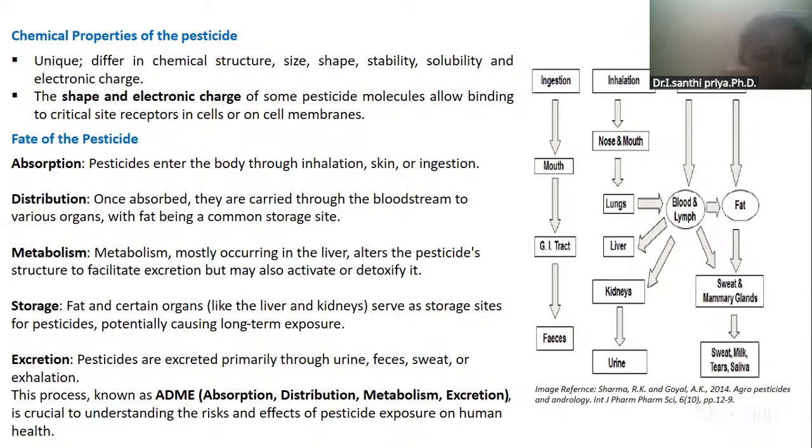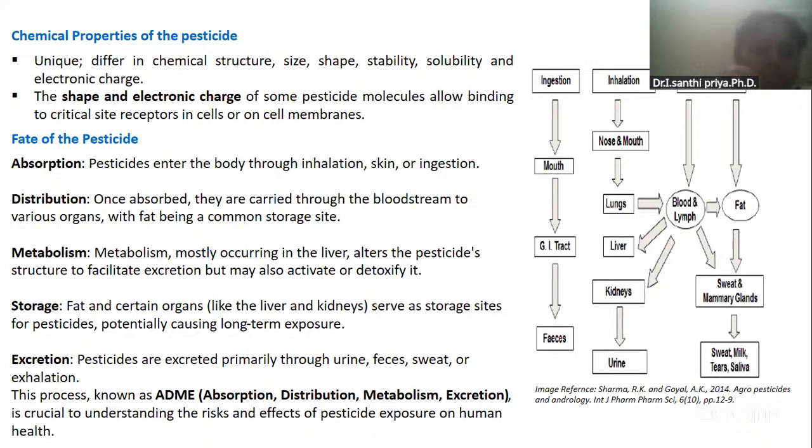And also through eye contact. If there is some splash of these pesticides while spraying, if they enter into the eyes, then also through that the pesticide enters. So the site of exposure of the pesticide influences the rate of absorption into the bloodstream as well as its distribution pattern. Okay.